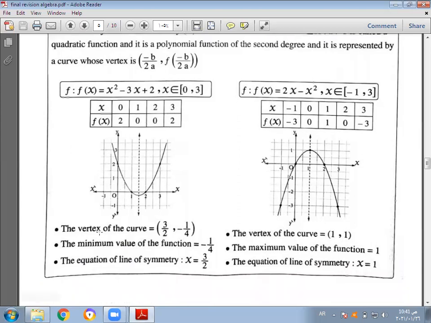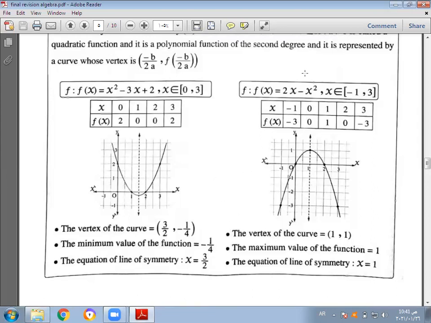We can find that the vertex of the curve is (3 over 2, negative 1 over 4), that is, negative b over 2a and f of negative b over 2a. The vertex is 3 over 2, and we find f of 3 over 2 equals negative 1 over 4. The minimum value of the function is negative 1 over 4, and the equation of the line of symmetry is x equals 3 over 2.